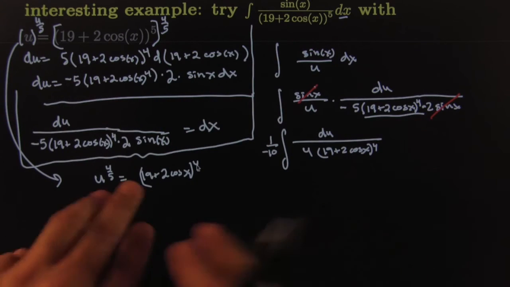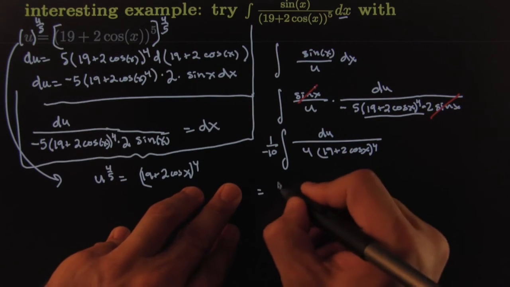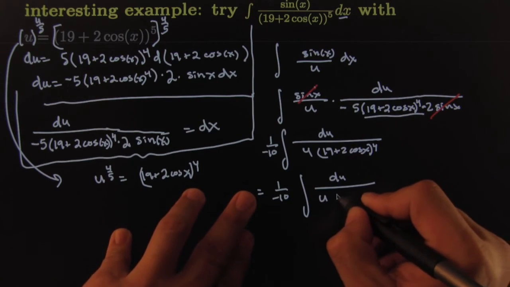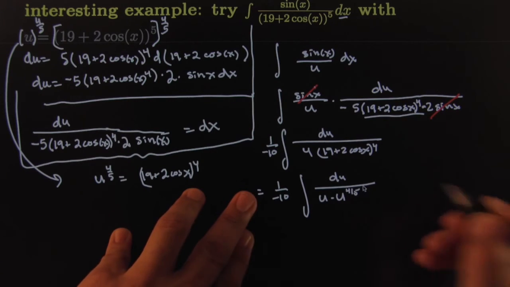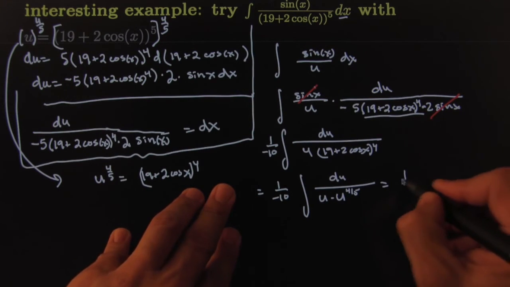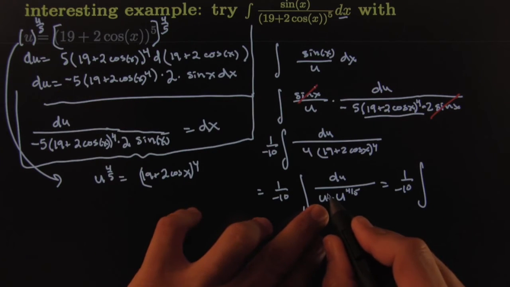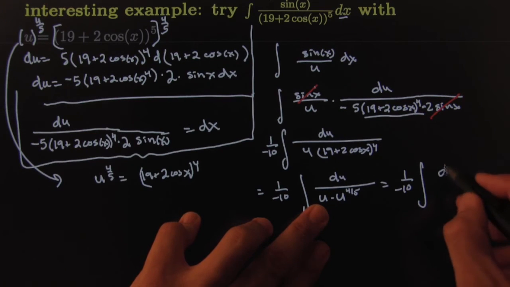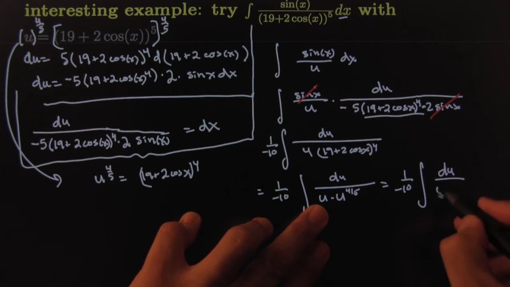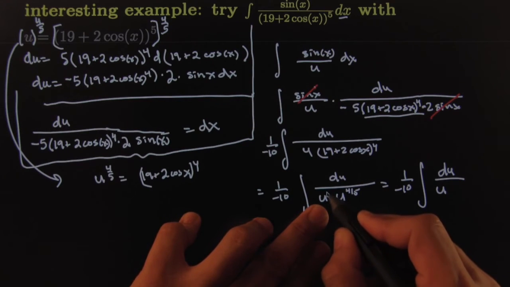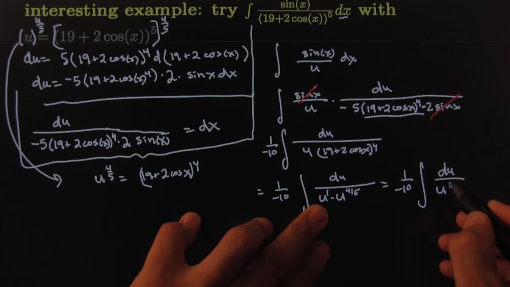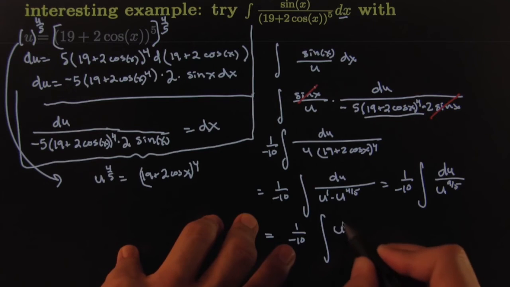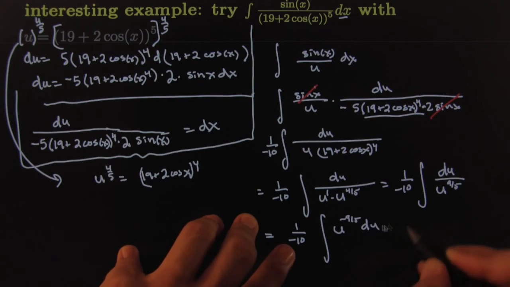That's my dictionary. So I can go over here and say, hey, this guy's equal to 1/-10 integral of du all over u times u to the 4/5. Now what are we going to do? I have a u and a u to the 4/5. The way we did this back in grade school, just add the exponents. So I got 5/5 here, which is a 1, and 4/5. That's 9/5. So that becomes 1/-10 integral of u to the -9/5 du.